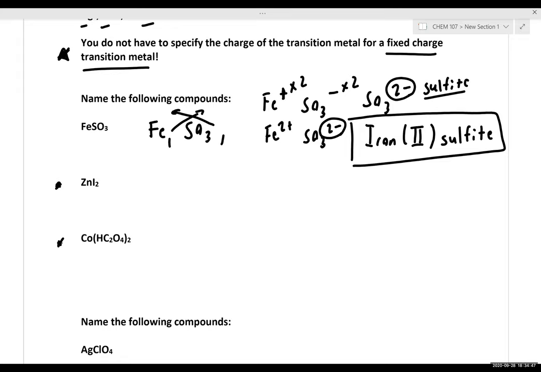So zinc is one of the exceptions, along with silver and cadmium. So we just say zinc iodide, right? Yep, exactly right.